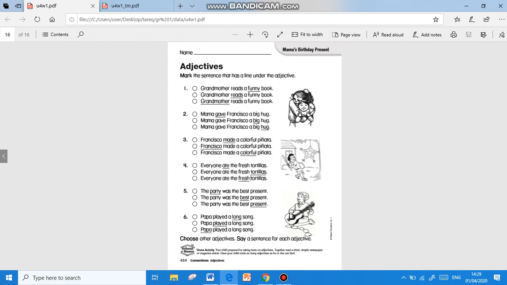What do you think? Which one? Excellent. Best is the adjective. And the last one, Papa played a long song. What do you think? We are describing the song as long. Excellent. Then the first one is the correct answer.